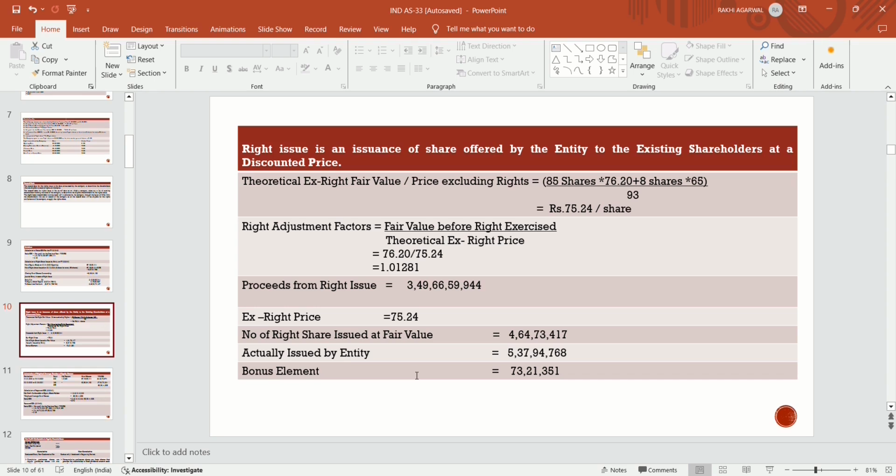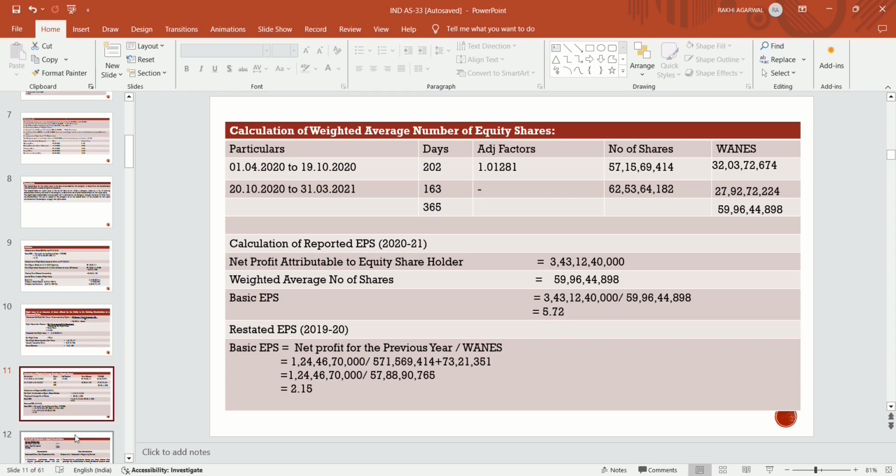Actual number of shares issued by the entity and number of right shares issued at fair value. So the differential is the bonus component, that is 73 lakhs 21,351. So we will add that in order to restate. So it totals 57 crores 88 lakhs 90,765. So we will divide the previous year net profit by the outstanding balance plus the bonus component. So restated EPS becomes 2.15. In this way we will restate our previous year financials also if the bonus component is there in the current year. These are the two important examples related to the right issue, as we have discussed the right issue in an elaborate manner.